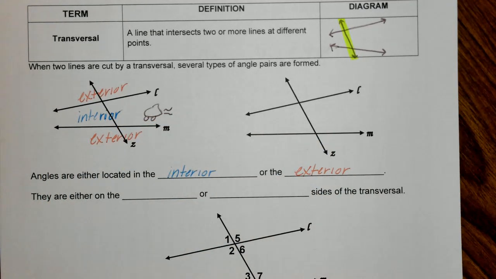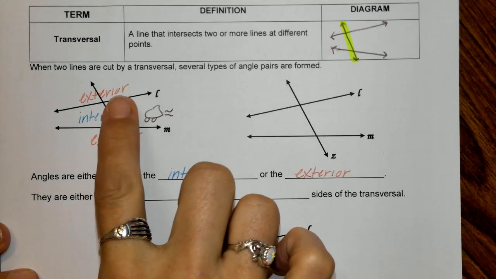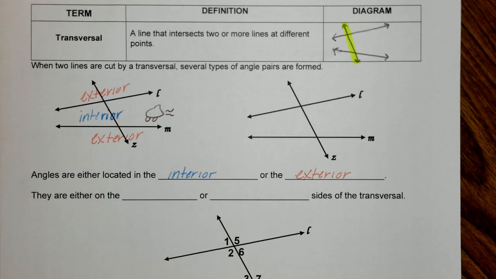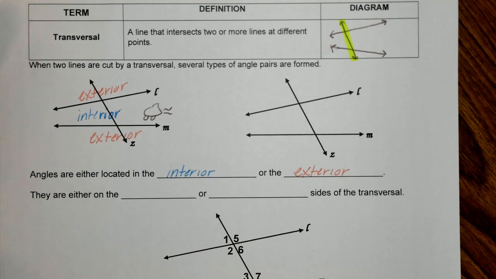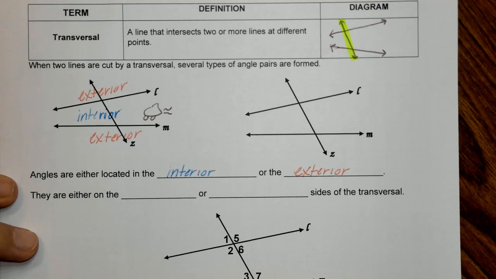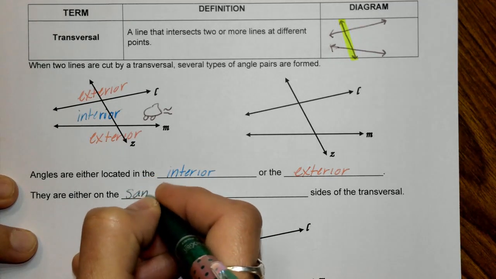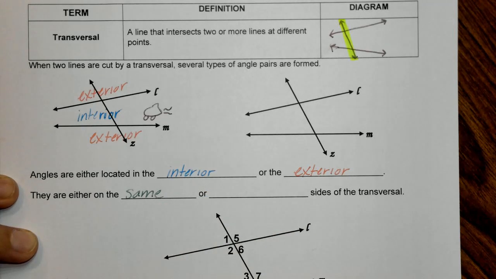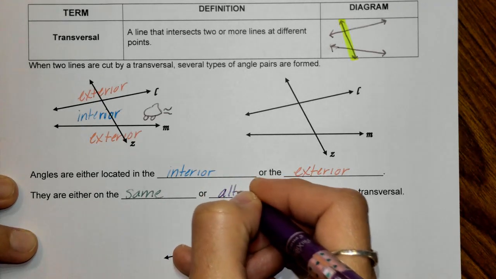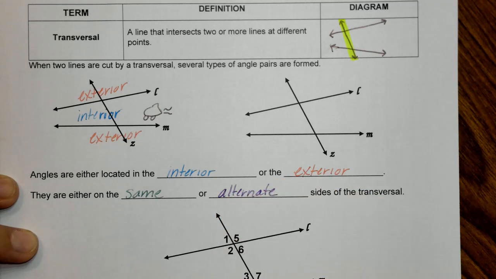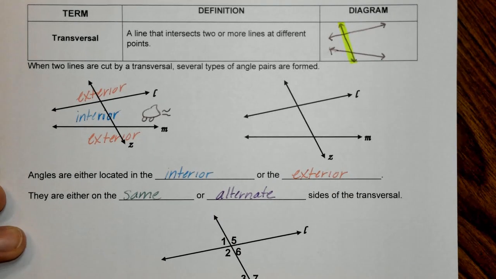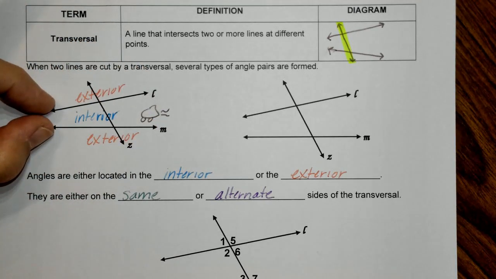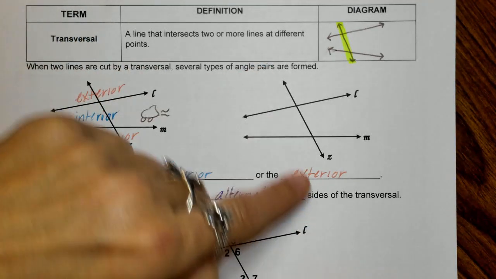So there's one thing we have to look at. Both these sections are going to show us the 2 different words that go into the names. So we have either interior or exterior, so that's one way we focus. And then they're also either going to be located on the same or alternate sides of the transversal. So now we're looking at the transversal, not the lines that are being cut by the transversal, but the actual transversal.